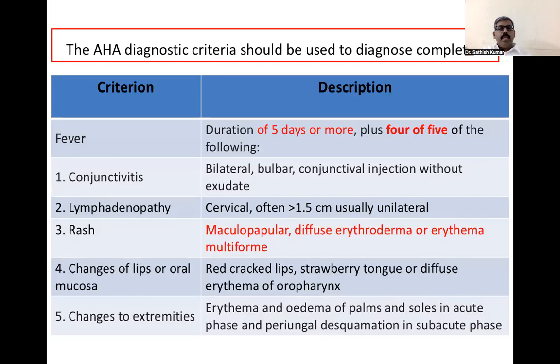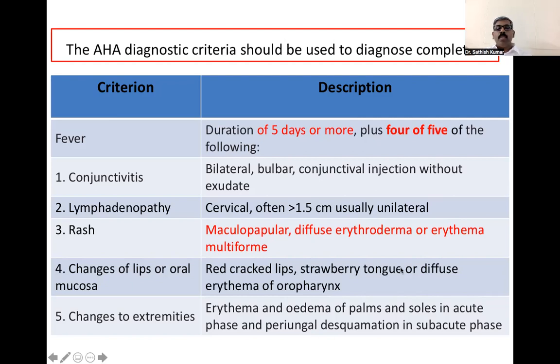So here the criteria: the fever has to be there for 5 days, plus 4 out of the 5 following. They usually have bilateral bulbar conjunctival injection without any exudate. If they have purulent conjunctivitis, it rules out Kawasaki disease. They'll have cervical lymph nodes, usually more than 1.5 centimeters. It is usually unilateral, but it can be bilateral. Also, they have a diffuse macular rash. They can have an erythema multiforme-like rash. So in Kawasaki disease, you can have any form of rash, including urticarial rash.